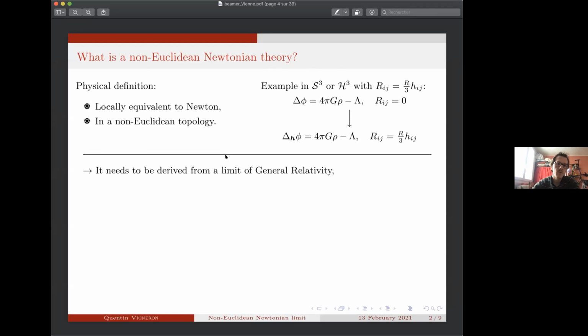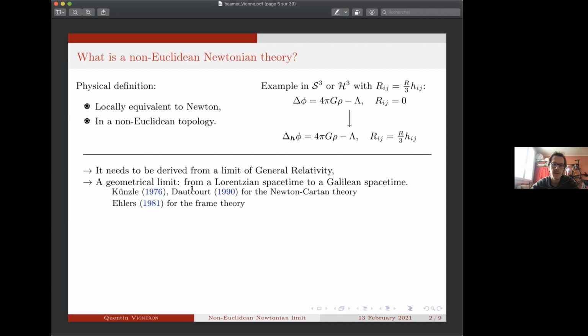And in this sense, we want to derive the non-Euclidean Newtonian theory from a limit of general relativity. If we choose to adapt existing limits, there are many choices because there are many ways to define Newtonian limits. In this work, I choose to adapt a well-defined limit, which is a limit of a one-parameter family of solutions of the Einstein equations, which is called the geometrical limit.